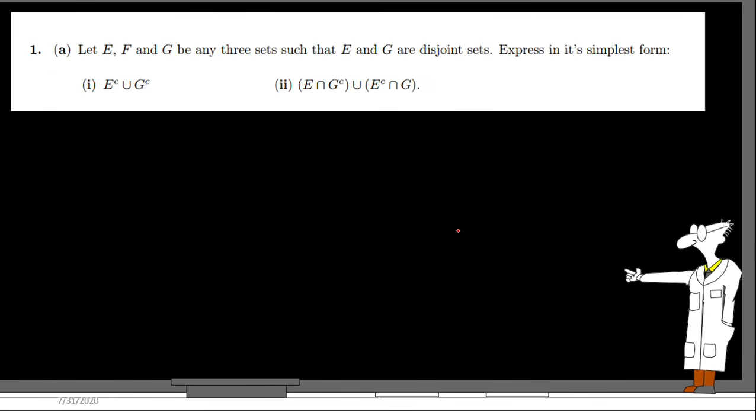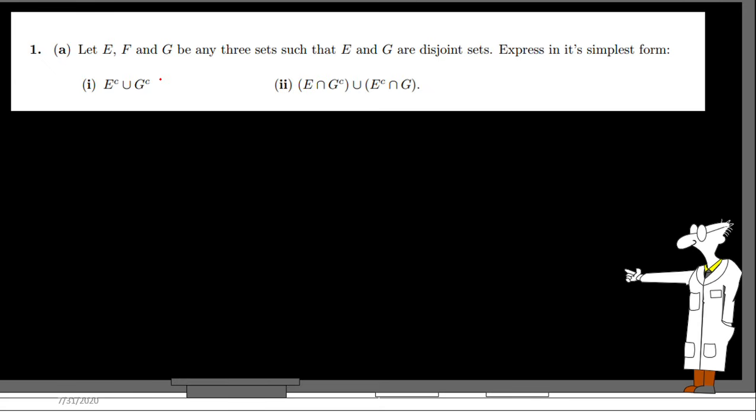So let's try to answer this question from Lungushu University. It was in the exam past paper. The question says: let E, F, and G be three sets such that E and G are disjoint sets. Express in a simple form: one, E complement union G complement, and two, E intersection G complement union E complement. Now what should we do here?